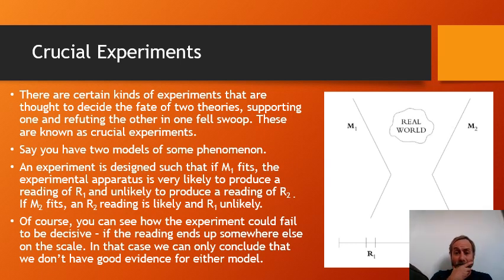So what's a crucial experiment? These are experiments that are thought to decide the fate of two theories or two models in one fell swoop with a single experiment. We call these crucial experiments. What does a crucial experiment look like? Well, suppose you have two models of some real world phenomenon. If you can design an experiment such that you have two very narrow ranges of readings on an experimental apparatus, and you see this diagram: if model one is true, it predicts a reading over here on the left, and if model two is true, it predicts a reading on the other side.